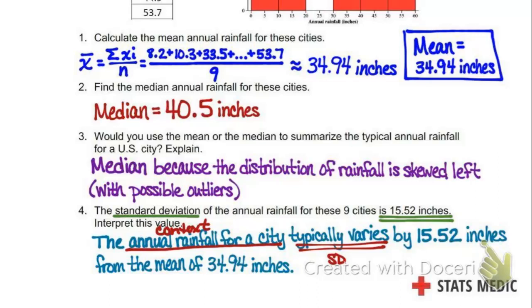So up in that box that said important ideas, this is that basic formula. We're going to have the context, typically varies by standard deviation from the mean of, here's my mean. I've got context on both my mean and on my standard deviation, and I've got context right at the beginning of the sentence as well. Make any alterations to your own page that you need to. And then I want you guys to flip to the next page.